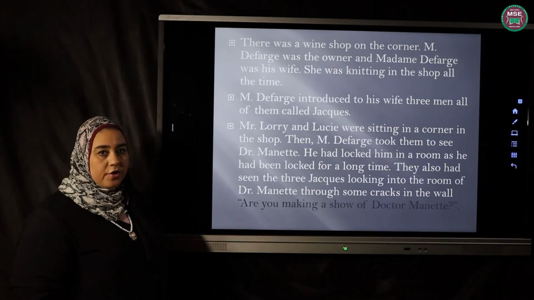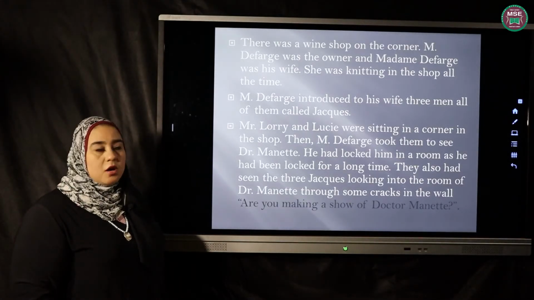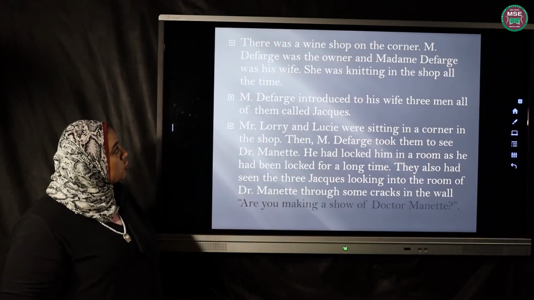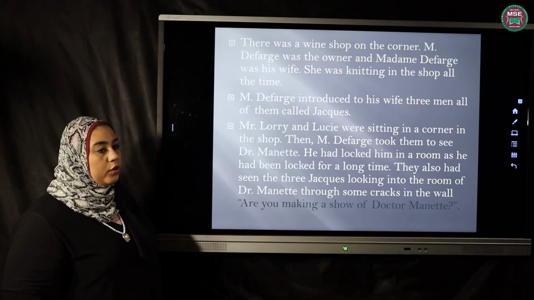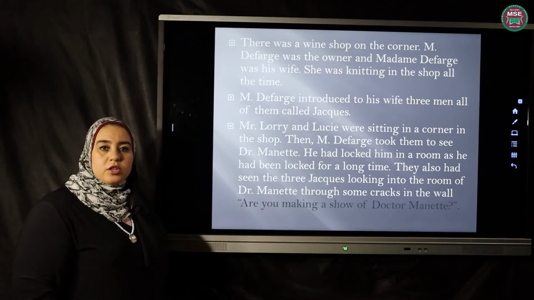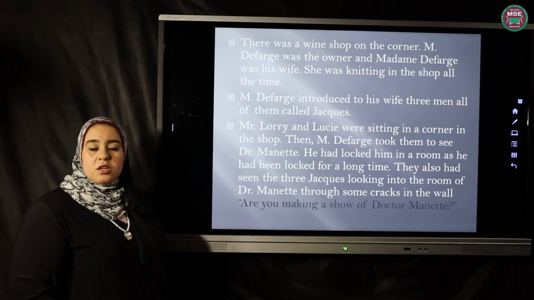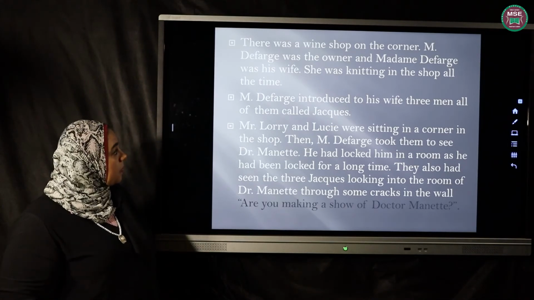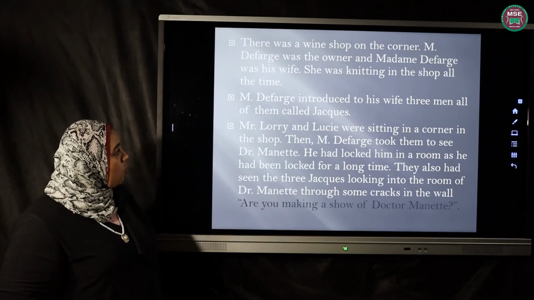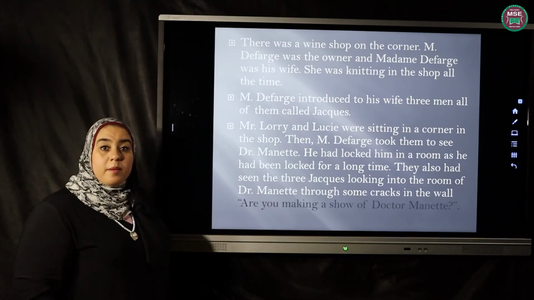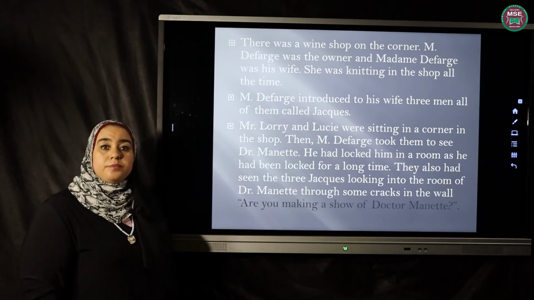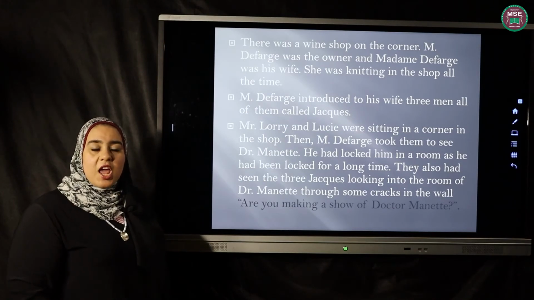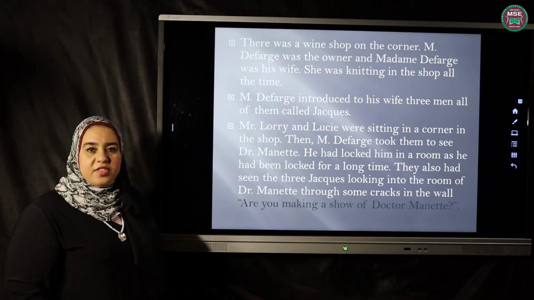There was a wine shop on the corner. Monsieur Devarge was the owner and Madame Devarge was his wife. She was knitting in the shop all the time. This action she was doing as if she was recording everything by this knitting. Monsieur Devarge introduced to his wife three men, all of them called Jacks. All the men who were helping Monsieur Devarge to prepare for the revolution, he gave them the same name, Jacks, so no one will be able to know who they are.